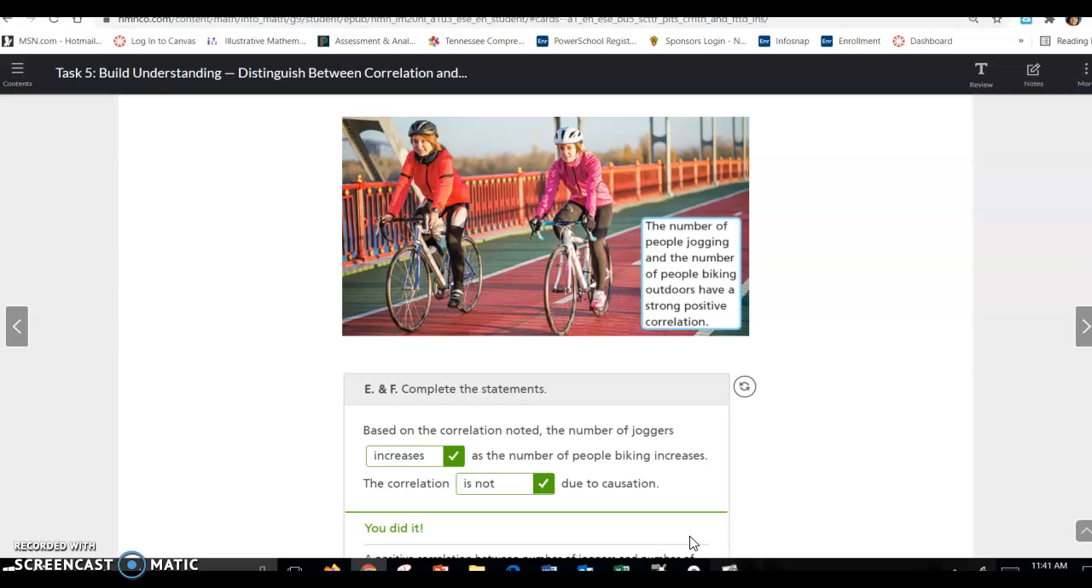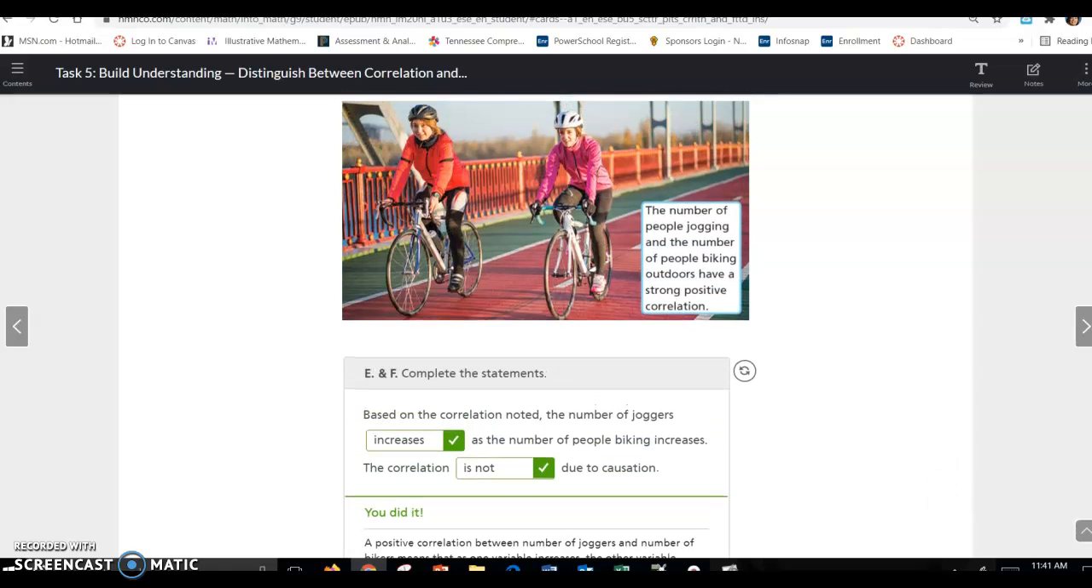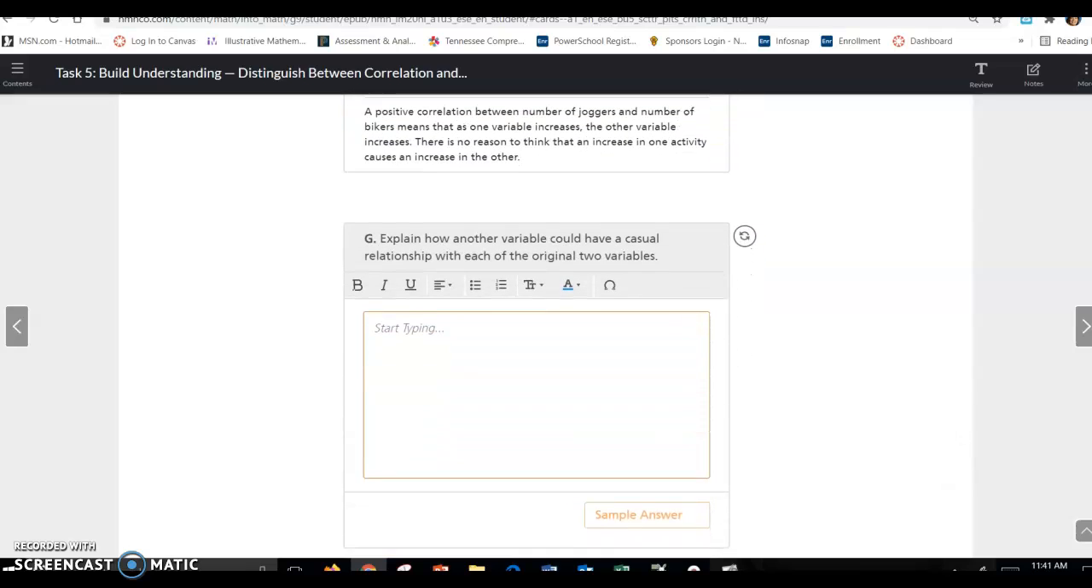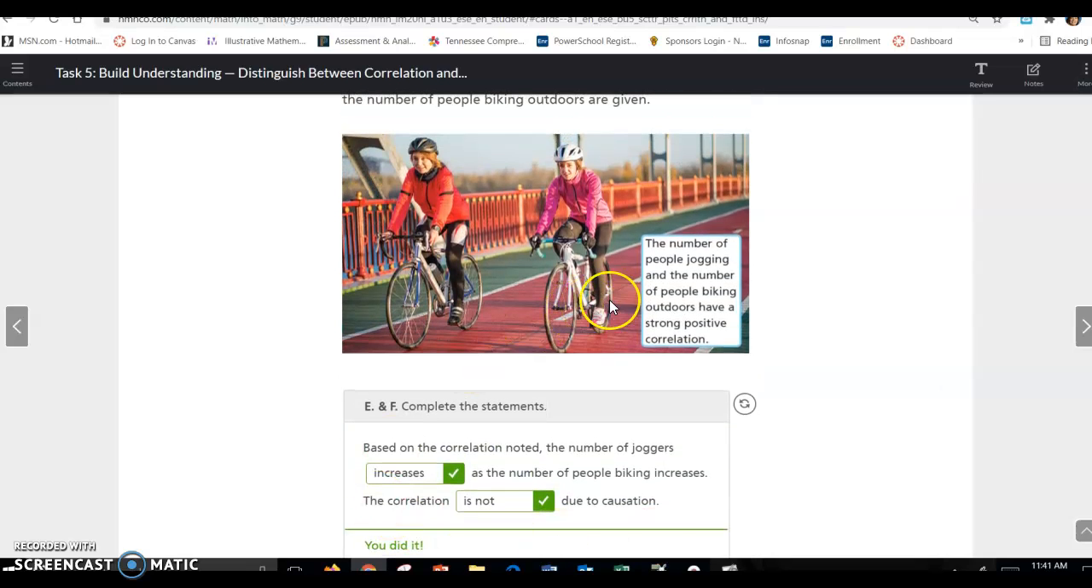Now, the fact that it might be a weekend may mean that there are more runners and bikers that day because they're out of work, but it doesn't have anything to do with bikers meaning there's more runners. All right, it says explain how another variable could have a causation relationship with each of the original two variables. All right, so again, whether it's a holiday or the day of the week, or maybe it's a weekend, that could cause there to be more people out exercising, but biking doesn't cause people to go run. All right, that's all for task 5.